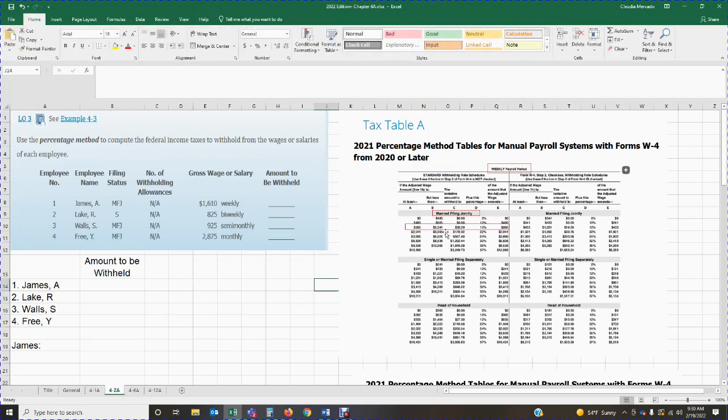Okay, so we're using that third tier. That is where that 1610 falls between. Now that we have located that tier, we can begin our calculations.